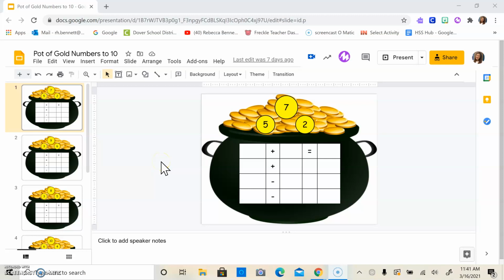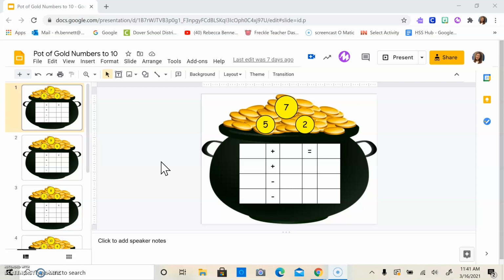Hi, mathematicians. Let's review our fact families. A fact family is a set of three numbers. And when we have those three numbers, we can create four number sentences, either addition or subtraction, using just these three numbers. So let's take a look and do this first one together.